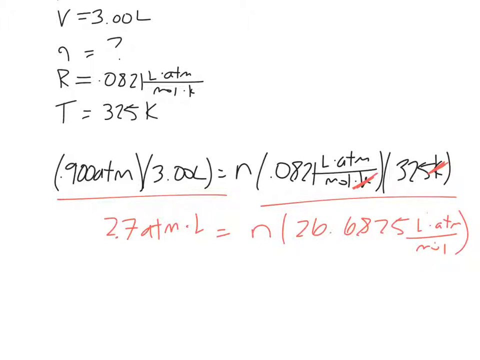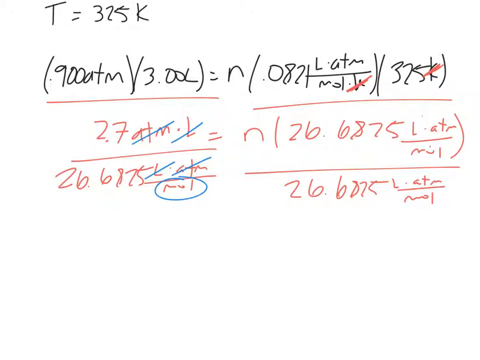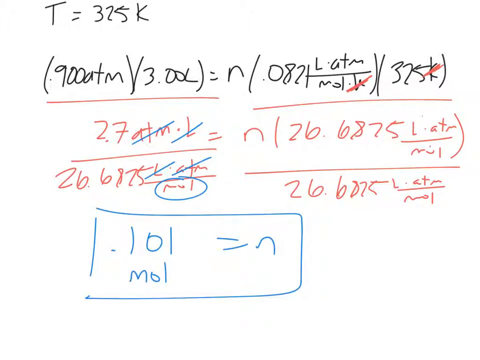Now what I want to do is divide by 26.6825 liters times atmospheres over moles on each side. And check this out. Liters cancels liters, atmospheres cancels atmospheres, and the only one left is moles. The only thing left to do is divide these two numbers. So I'm going to scroll down and give myself a little bit of room, and n is equal to 0.101 moles of gas. Well, that concludes this quick video lesson on the ideal gas law. Thanks for listening.